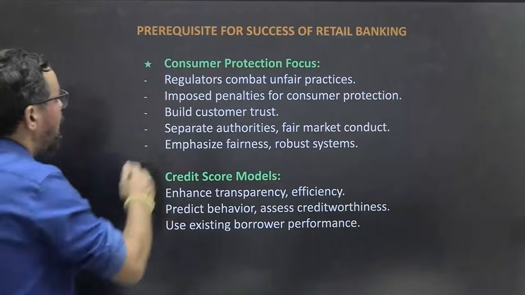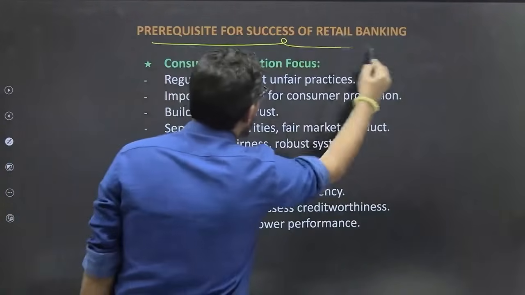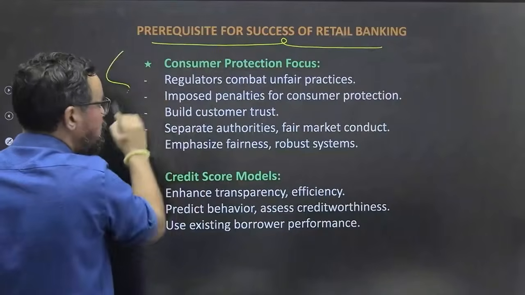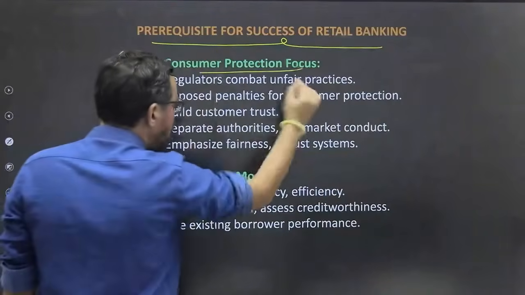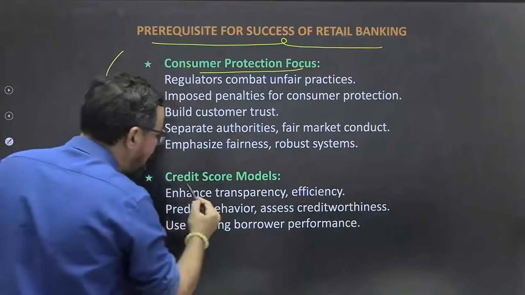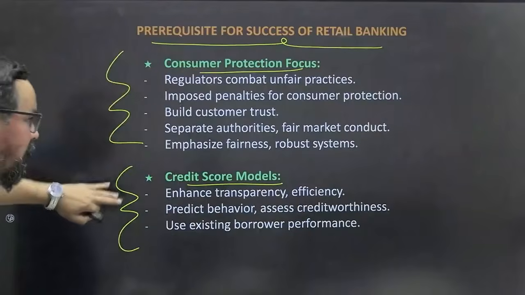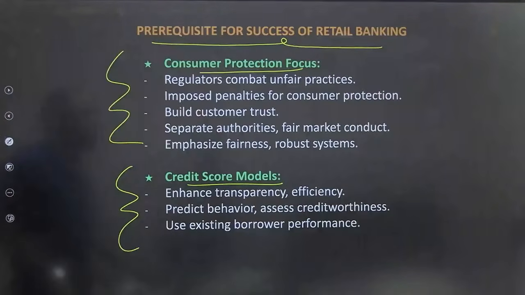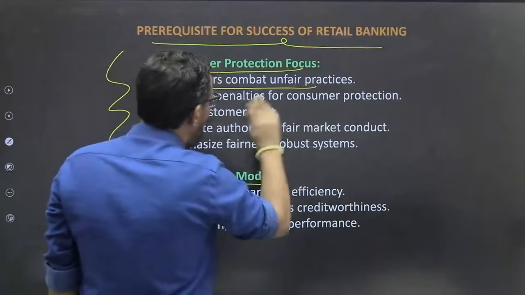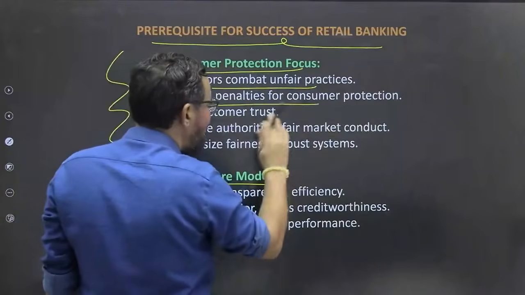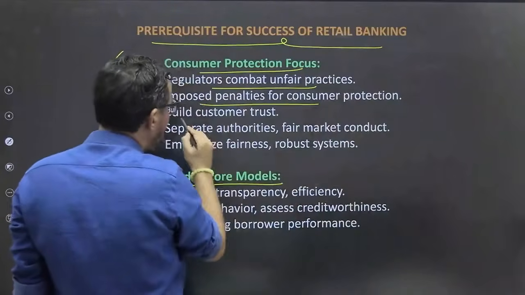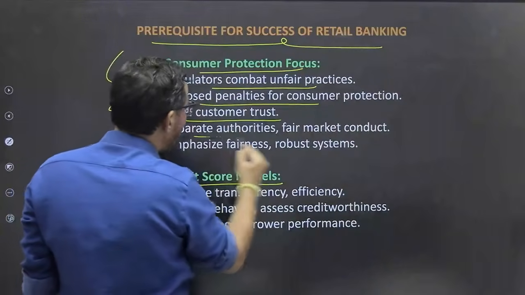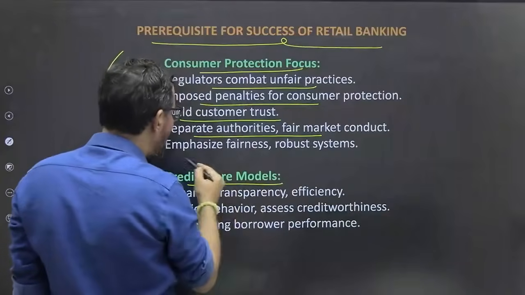So the prerequisite for the success of retail banking, if it comes to customer protection focus and the credit score model. Because these are some areas which are generally asked. Customer protection is a regulated component: unfair practices, imposing penalties for consumer protection, building consumer trust, and spreading awareness among authorities, fair market conduct and all.